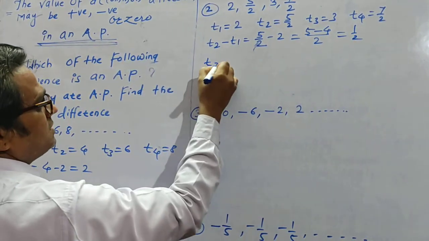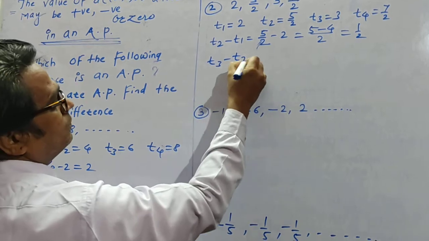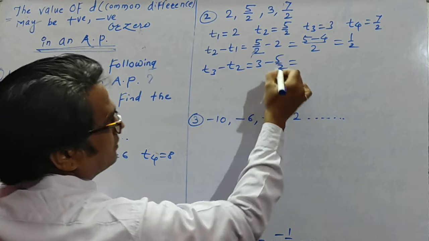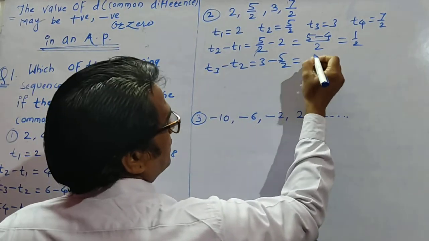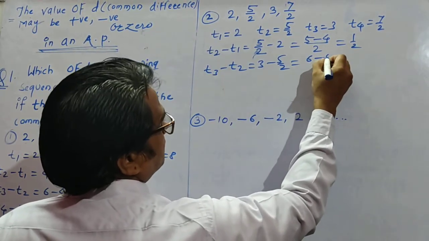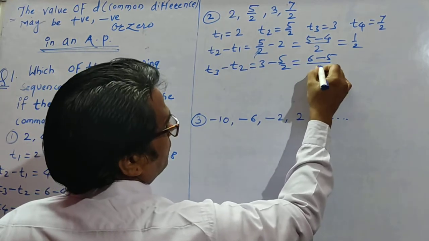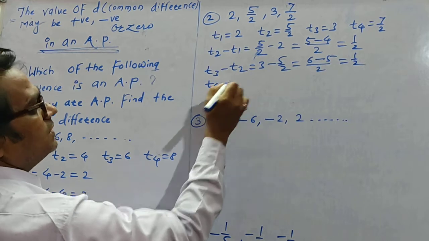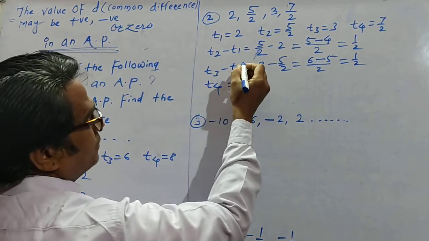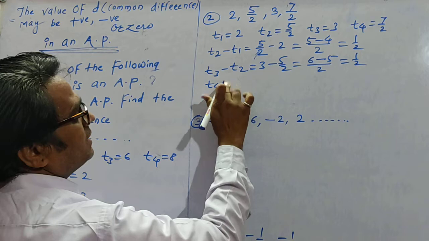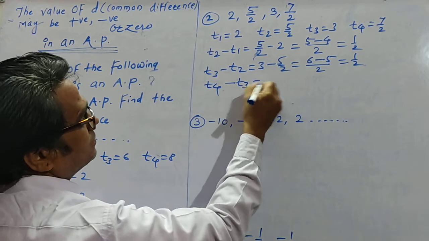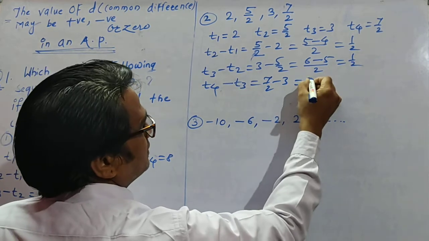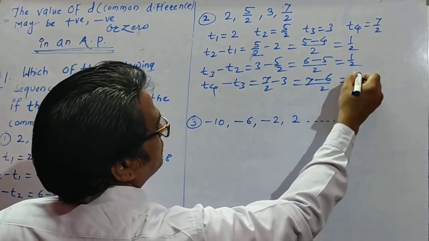Now T3 minus T2, T3 is 3 minus 5 by 2. Multiply this to get the same denominator, 6 minus 5 divided by 2 gives us half. Now T4 minus T3 is equal to 7 by 2 minus 3. Multiply again, 7 minus 6 by 2 gives us half.